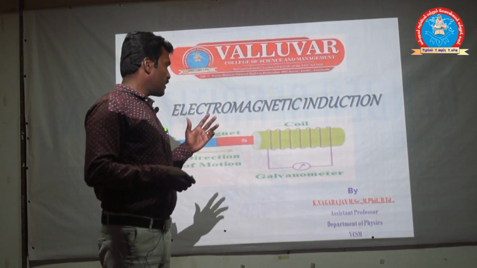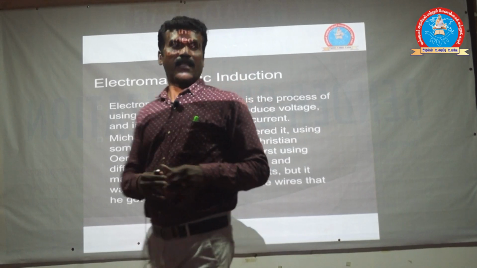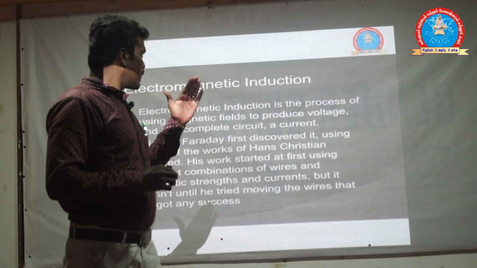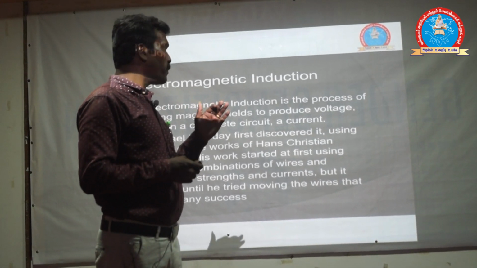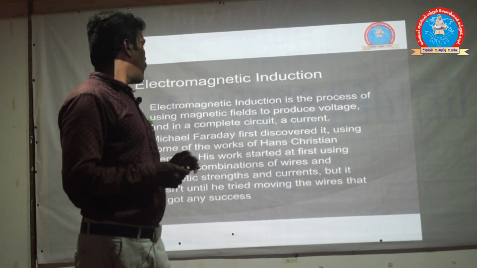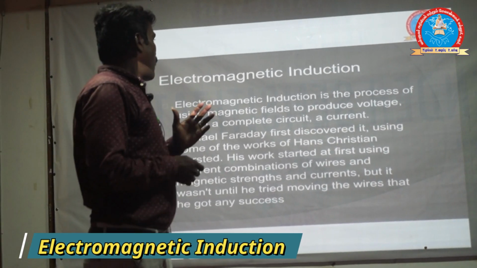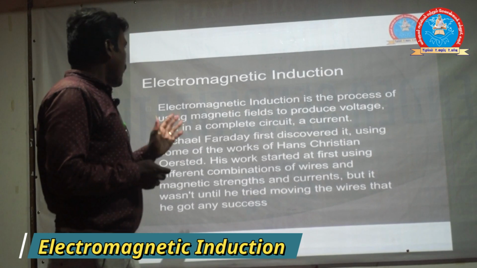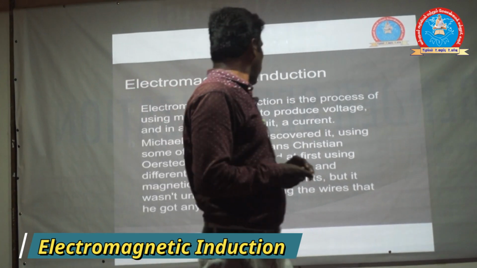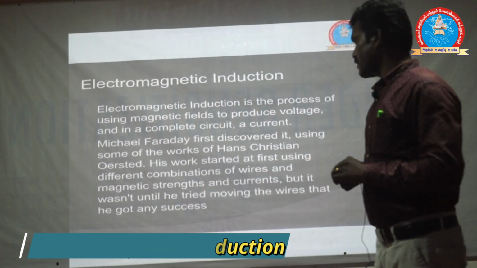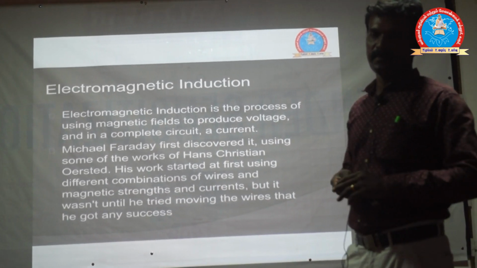So today's class we discuss electromagnetic induction. Electromagnetic induction is the process of using a magnetic field to produce voltage, and in a complete circuit, current. Michael Faraday first discovered it, using some of the earlier works of Hans Christian Oersted. His work started with different combinations of wires, magnetic strengths and currents. But it wasn't until he tried moving the wires that he got any success.